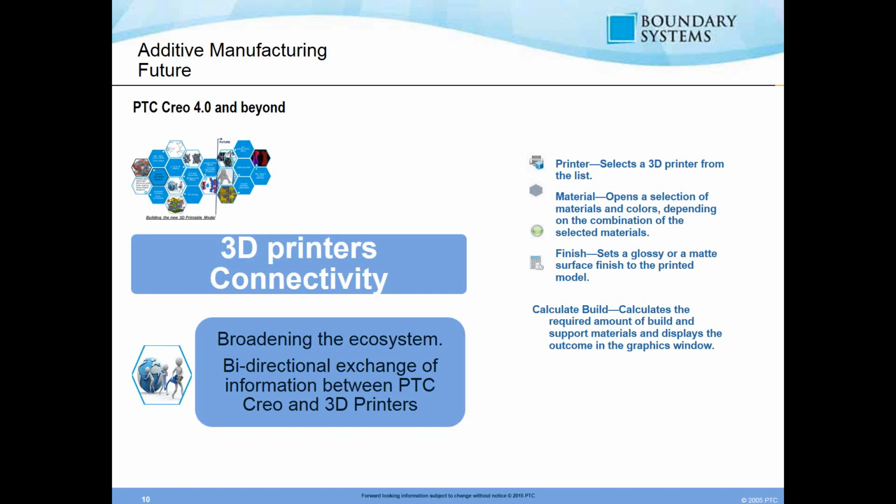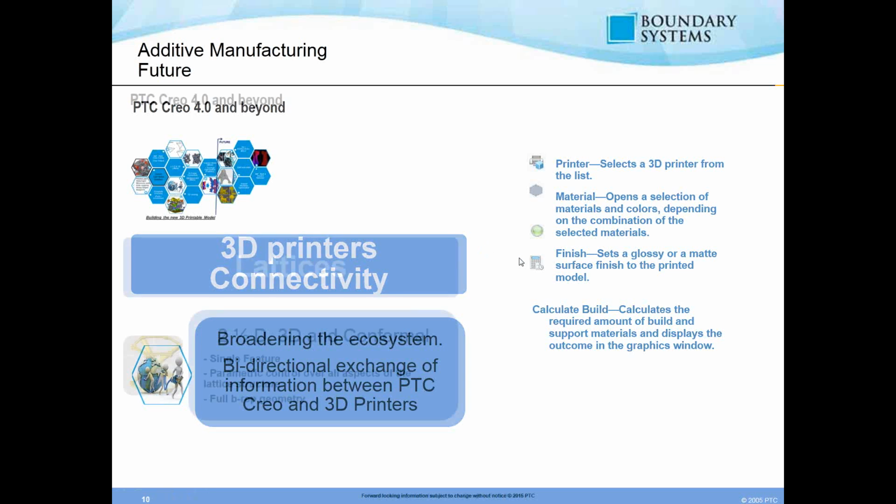And then finally, we have the ability for calculating your build. So it calculates the required amount of build and support materials and displays the outcome in a graphics window for you. So PTC is broadening the ecosystem with this. You're going to have bi-directional exchange of information between PTC, Creo, and the 3D printers. So we can optimize these and make sure that we're running good parts each time as we go through the system. Again, the end goal here is to make sure that we're staying within one ecosystem. We don't like having the ability of going out to multiple systems, data getting lost along the way here. So we want to be able to follow through and keep it all within the Creo environment or Creo ecosystem, if you will.